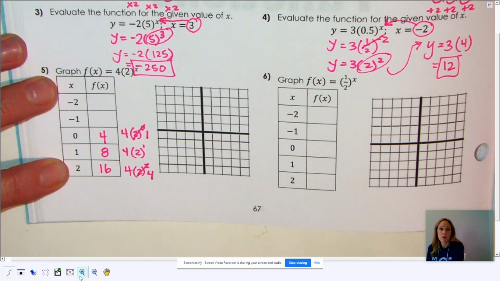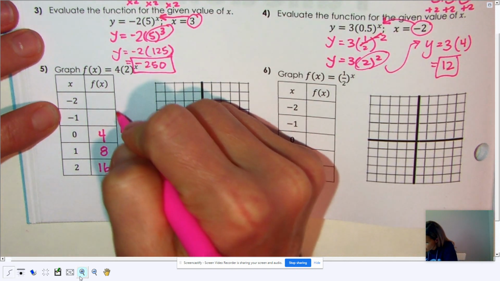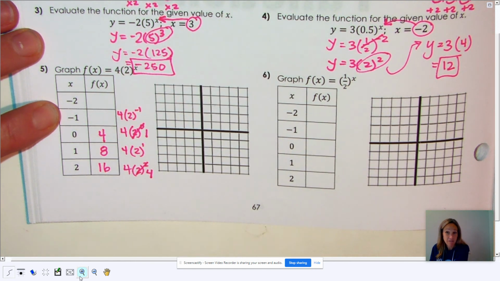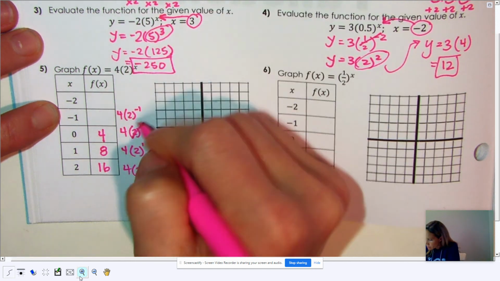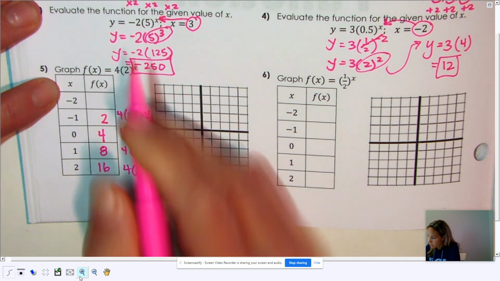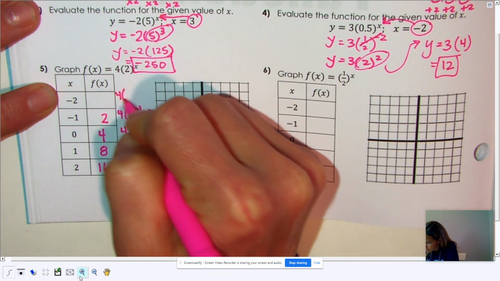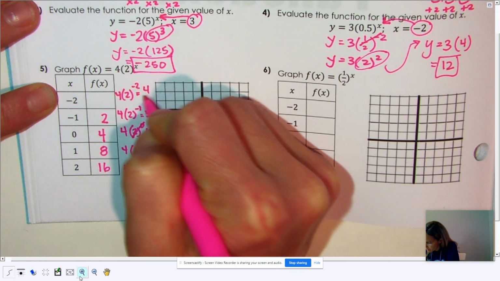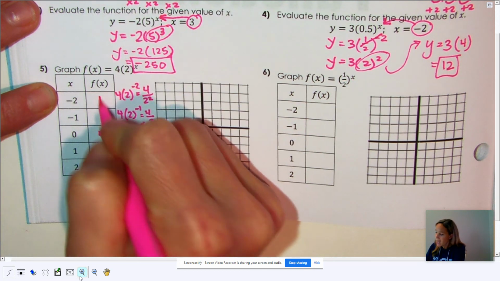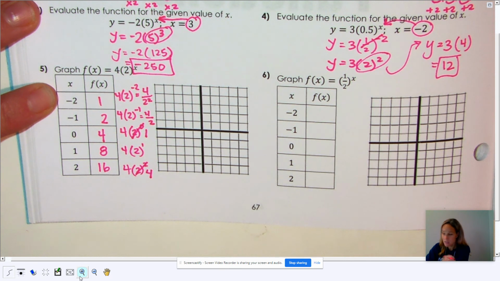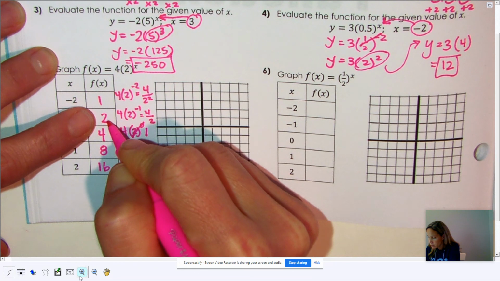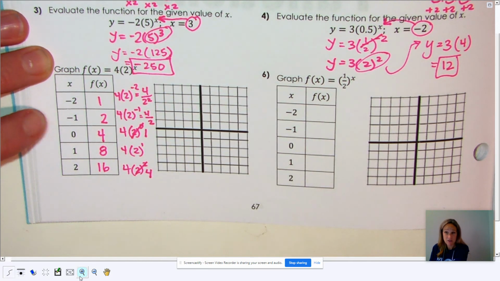Okay, so I could plug in these numbers. So 4 times 2 to the -1. Well, -1 means divide by that many 2's. So that would just be 4 divided by 2, which is 2. And then I could plug in the -2, 4 times 2 to the -2, which is 4 divided by 2 2's. Well, 2 times 2 is 4. 4 divided by 4 is 1. I could also have just used this to fill out the pattern, right? This, I'm like, oh, divide by 2, divide by 2, divide by 2, divide by 2. Could have got the same answers that way.